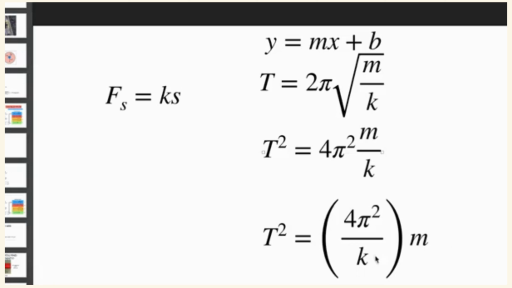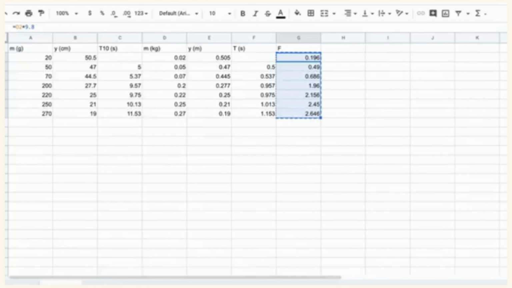Okay, so let's do that. I need to calculate T squared. I'm going to go back over here to my spreadsheet and say T squared. And that's just going to be equal to this times this.